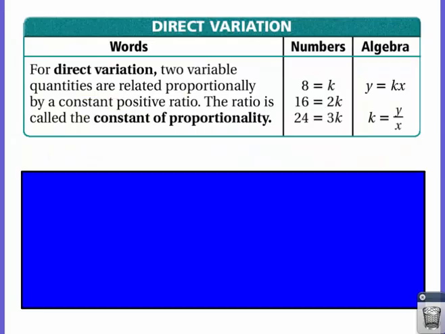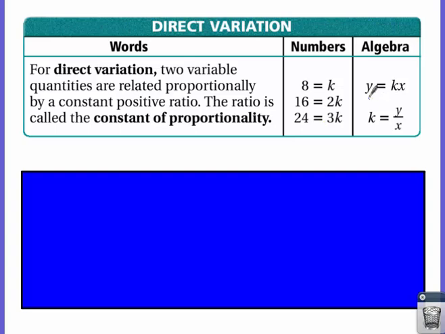So then what is this direct variation thing? For direct variation, two variable quantities are related proportionally by a constant positive ratio. That ratio is called the constant of proportionality. So if I told you that this k is our constant of proportionality and this k equals 8, then 2k, if I double k, I'm going to double the 8, which is 16. If I triple the k, I'm going to get 24. So that is a direct proportional relationship.